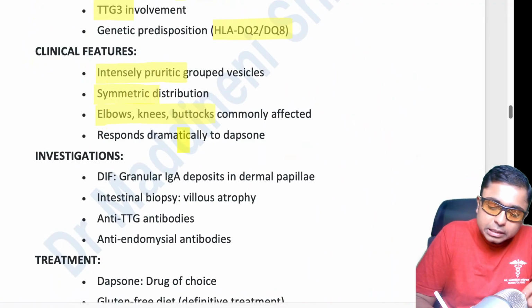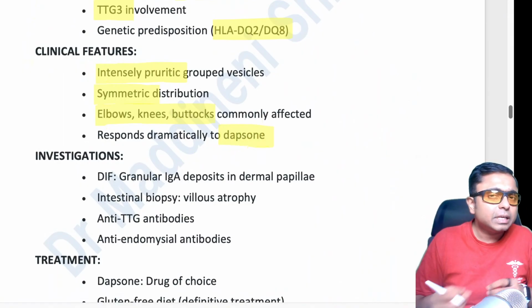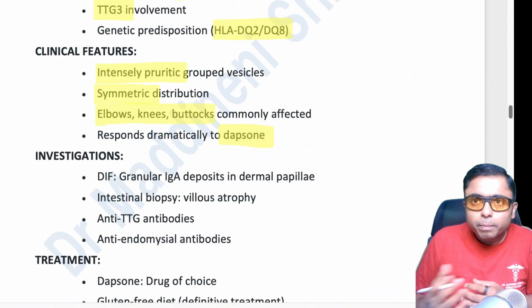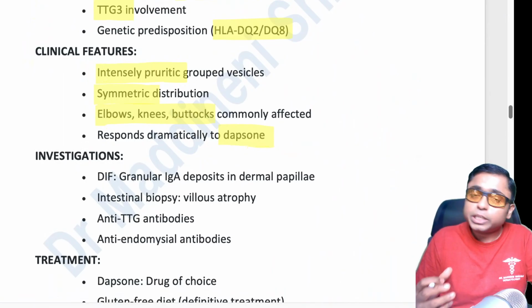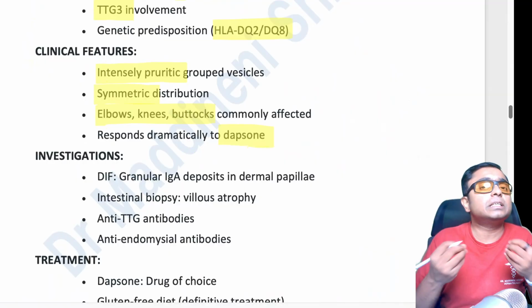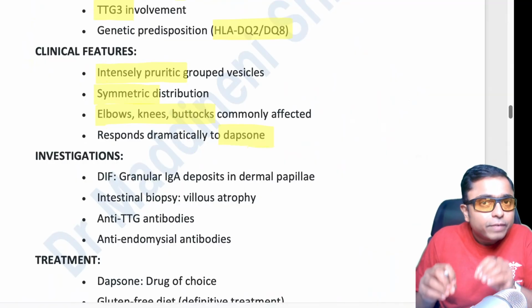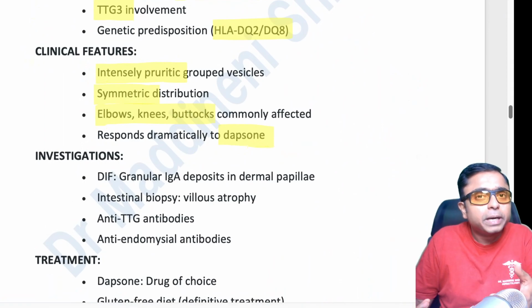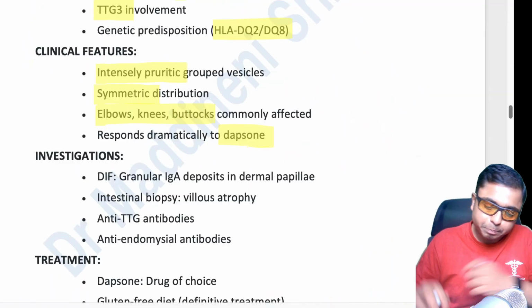And remember, this is going to respond to dapsone dramatically. So if we cannot perform a biopsy, at times we can give dapsone and see if the patient is getting relief, and if the patient is getting relief, we can diagnose it as dermatitis herpetiformis. So giving dapsone to a suspected dermatitis herpetiformis patient, we call it a therapeutic test.